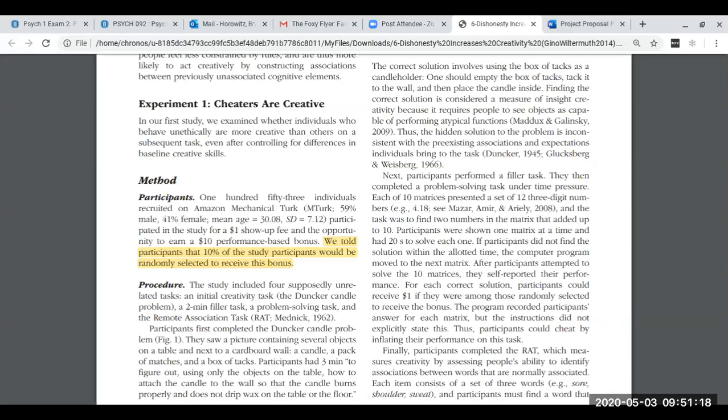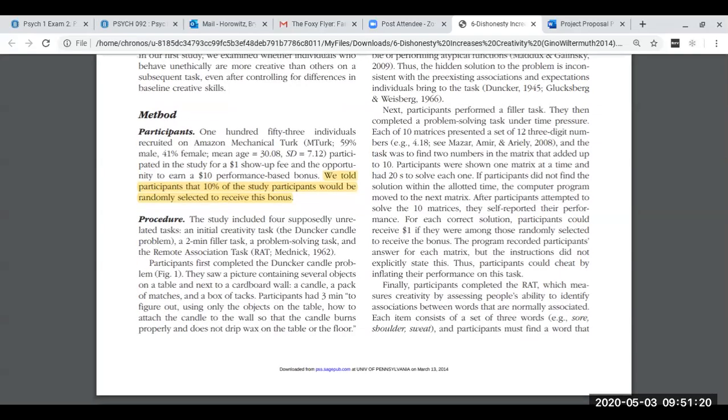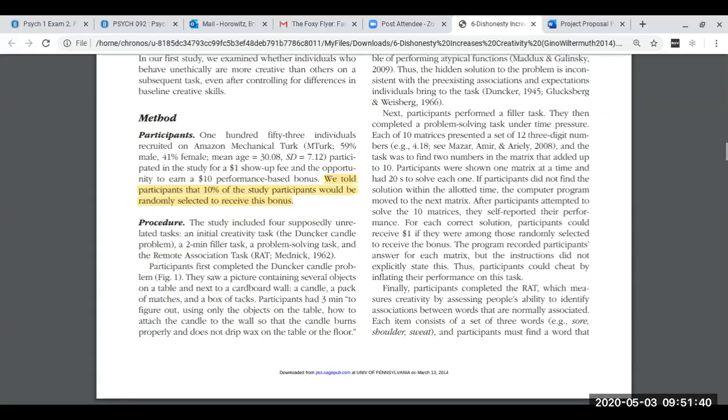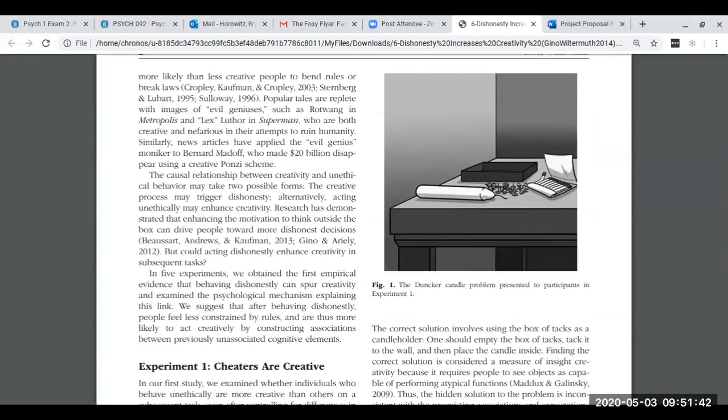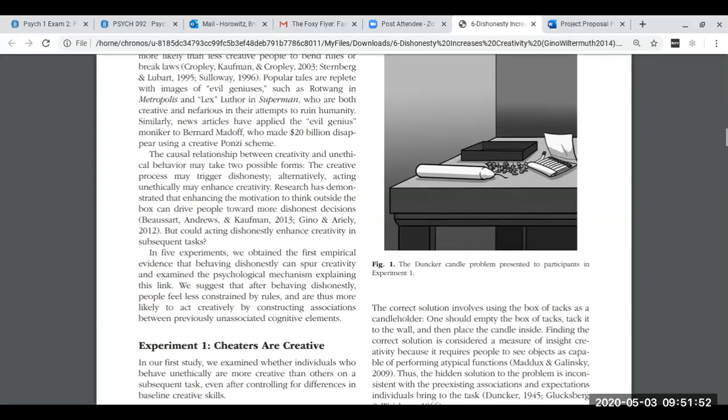Let's look at the procedure. The study involved 4 supposedly unrelated tasks: an initial creativity task, the Duncker candle problem, a 2-minute filler task to distract them, a problem-solving task, and the remote associates task, or the RAT. Participants first completed the Duncker candle problem, which you'll see in figure 1. If we look up here, the Duncker candle problem presented to participants in experiment 1. It looks like there's a candle, some matches, some thumbtacks. Well, let's get into this.